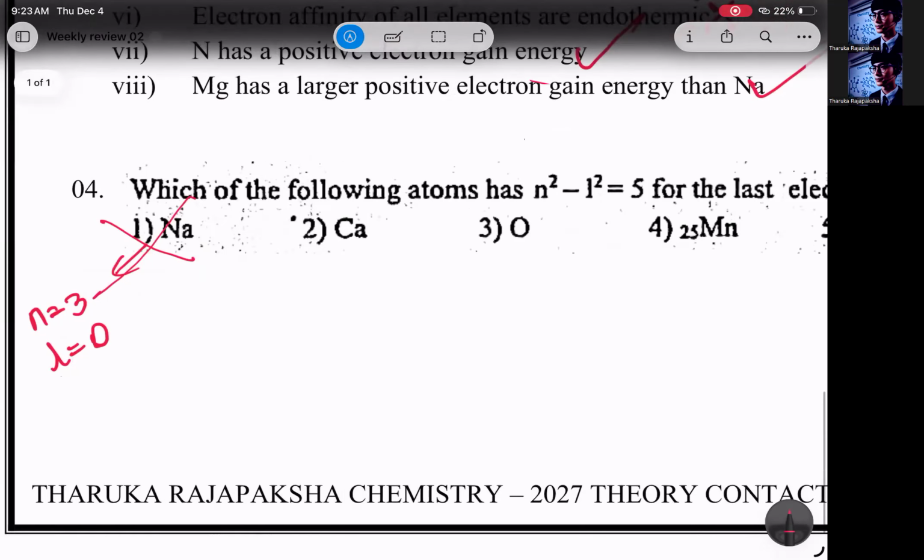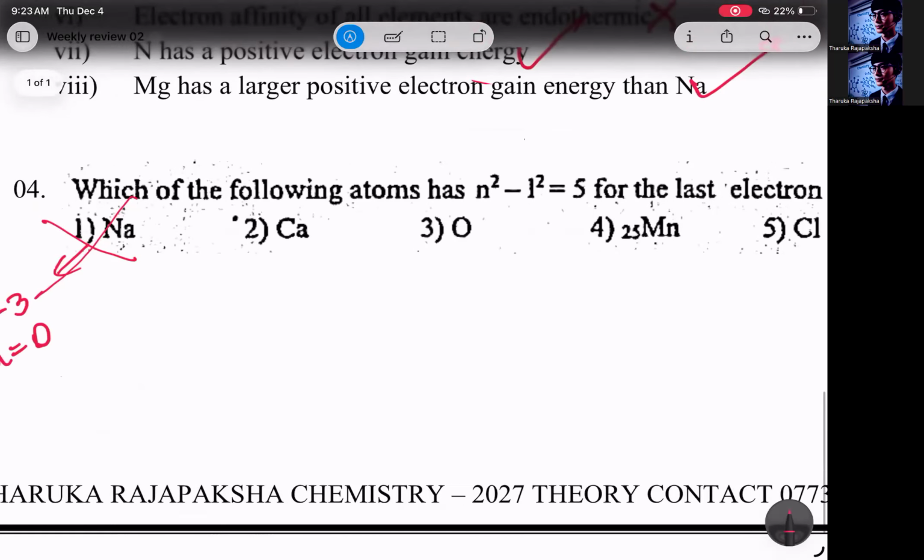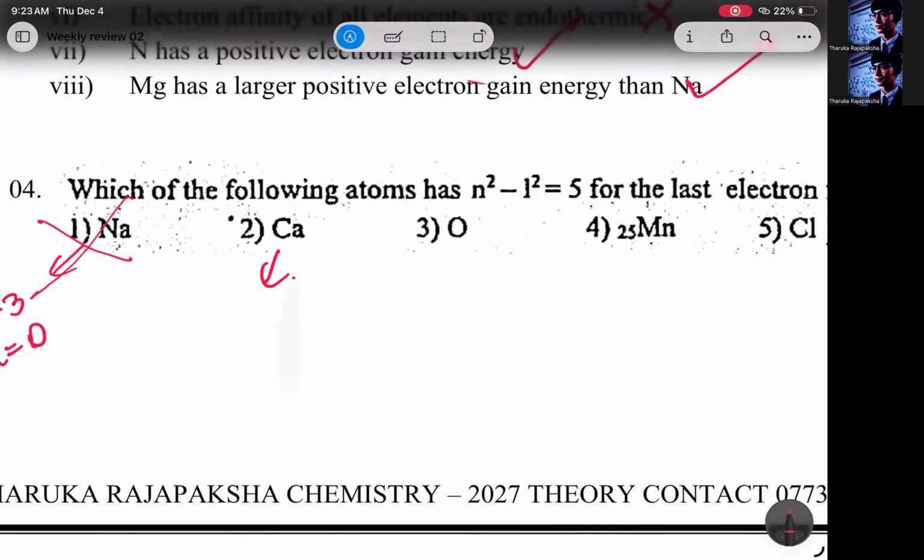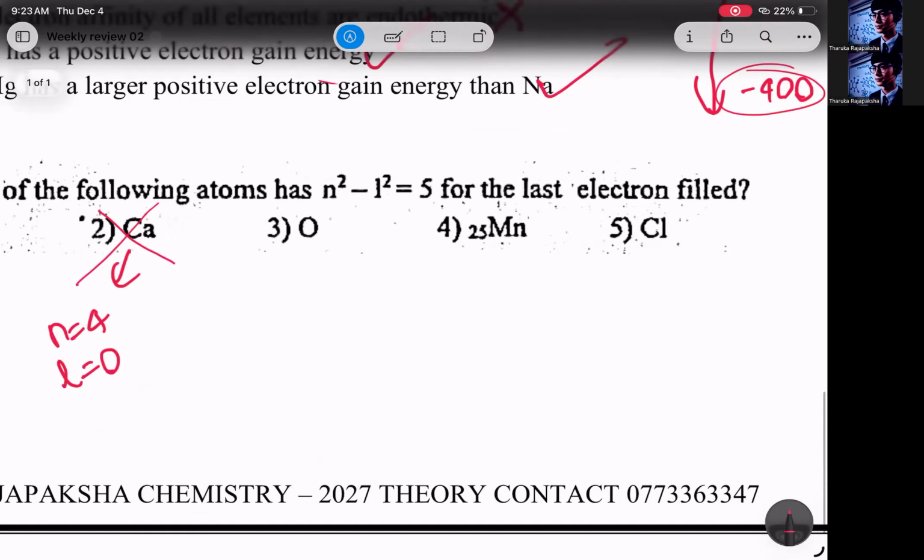Calcium belongs to the fourth period, so n is 4. 4 squared is 16 and the l value is 0, so that's also not possible. Then the third one is oxygen. Oxygen belongs to the second period, so n equals 2, and l equals 1 because oxygen is in the p block. So 2 squared is 4, 4 minus 1 is 3. That's also not an answer.